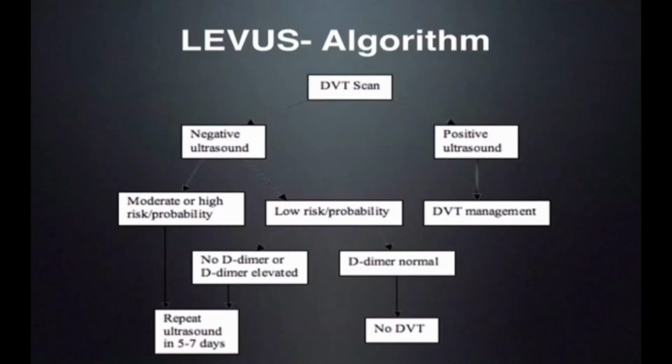So as far as our clinical decision making, the patient comes in with that unilateral leg swelling and we perform a DVT scan. If our ultrasound is positive, then we go ahead and manage the DVT as we would always, with anticoagulation. If our scan is negative, then you have to make the decision: is our patient low risk, or is our patient moderate or high risk? If the patient is low risk, you can get a D-dimer. If that D-dimer is normal, then the patient has no DVT and you can have routine follow-up. If the patient has no D-dimer or an elevated D-dimer in the setting of a negative ultrasound, then they need a repeat ultrasound in 1 week. And any patient that is moderate or high risk probability needs to have a repeat ultrasound performed in a week.